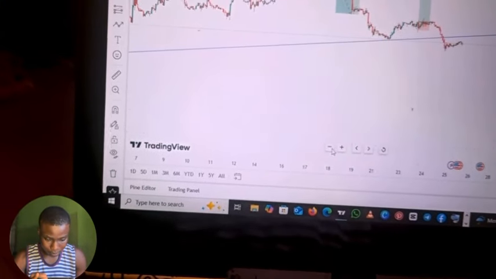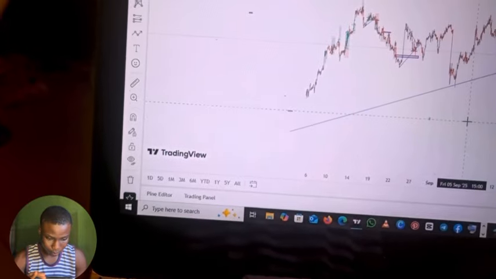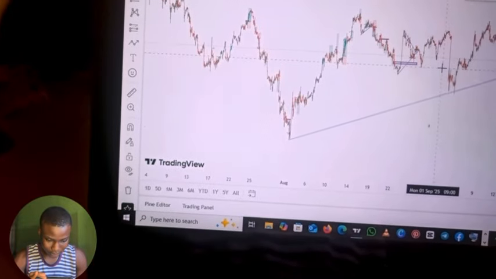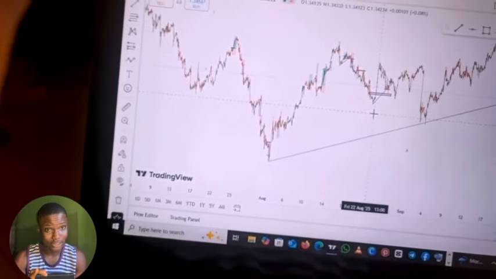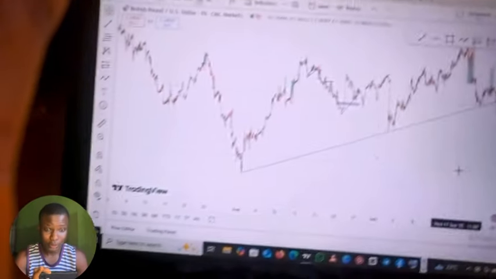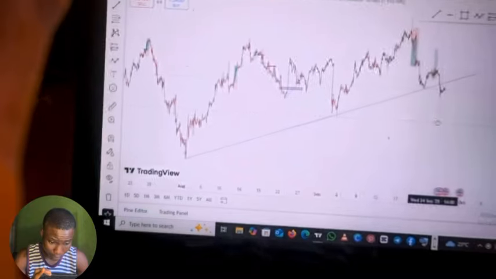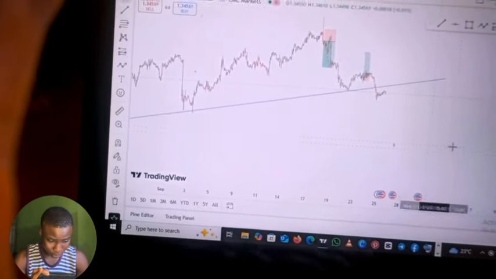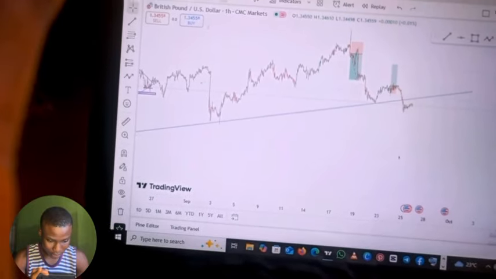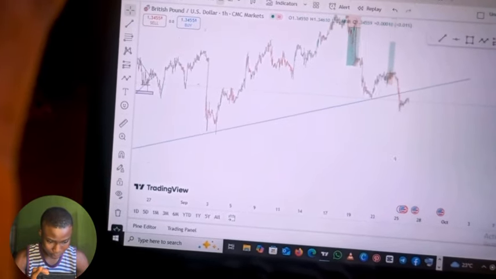On the 1 hour time frame, if I zoom out, you guys can see that yes, market is moving to the upside more often than it's on the downside. But there's something happening right here. You can see that this trend line has been broken, so going for a buy is kind of dangerous at this point.